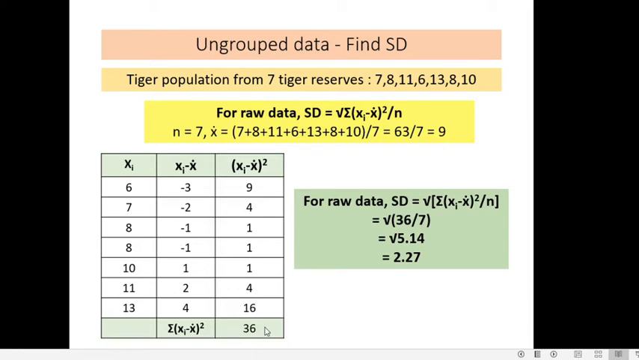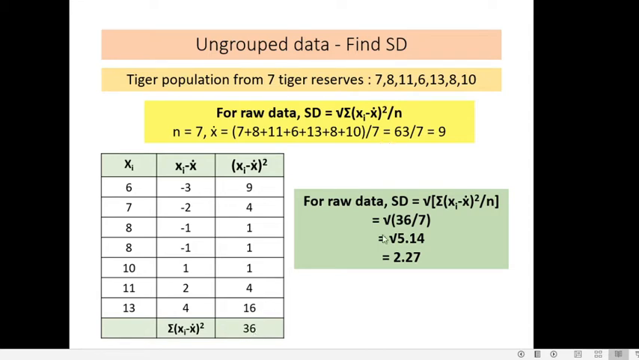Now we will go to the standard deviation. Standard deviation is the square root of sigma (xi minus x dash) the whole square. Already we have found out sigma (xi minus x dash) the whole square, that is 36. It is the sum of the squares of deviation of each value from the mean. So that is what we get here as 36. So sigma (xi minus x dash) the whole square is equal to 36.